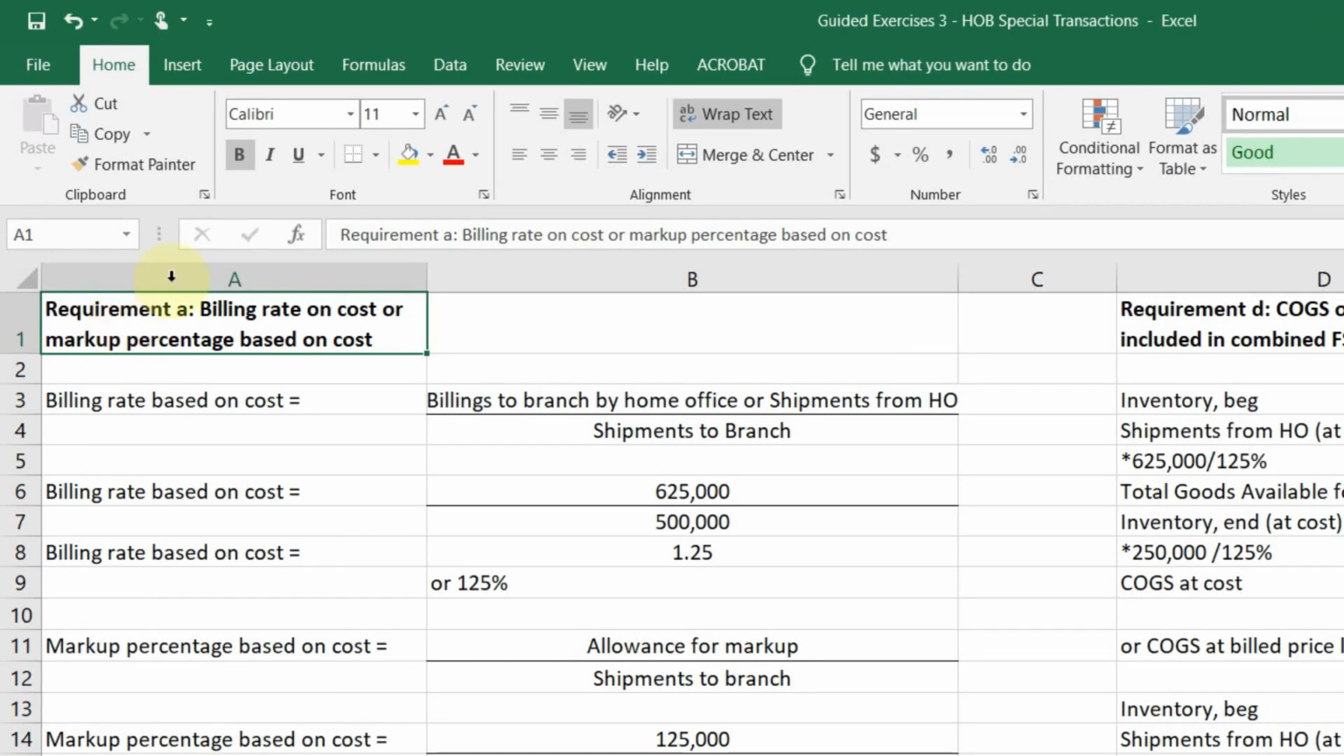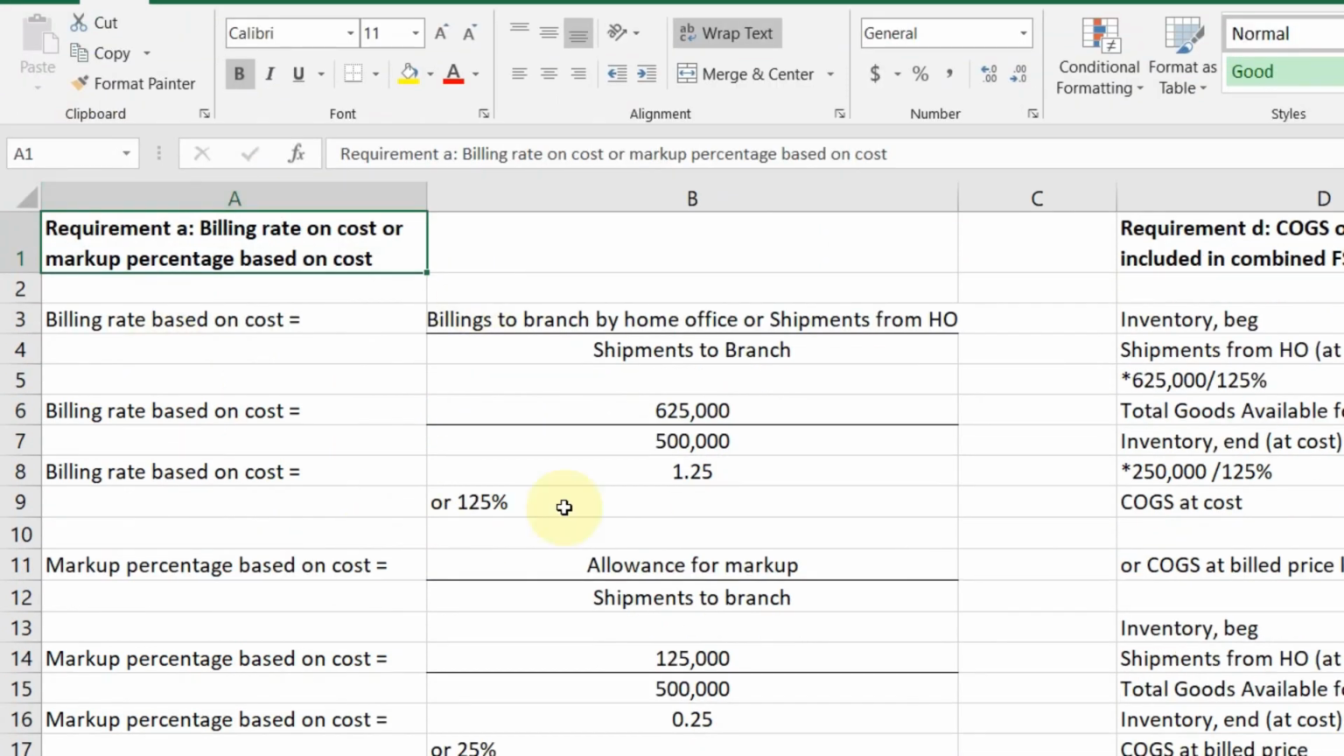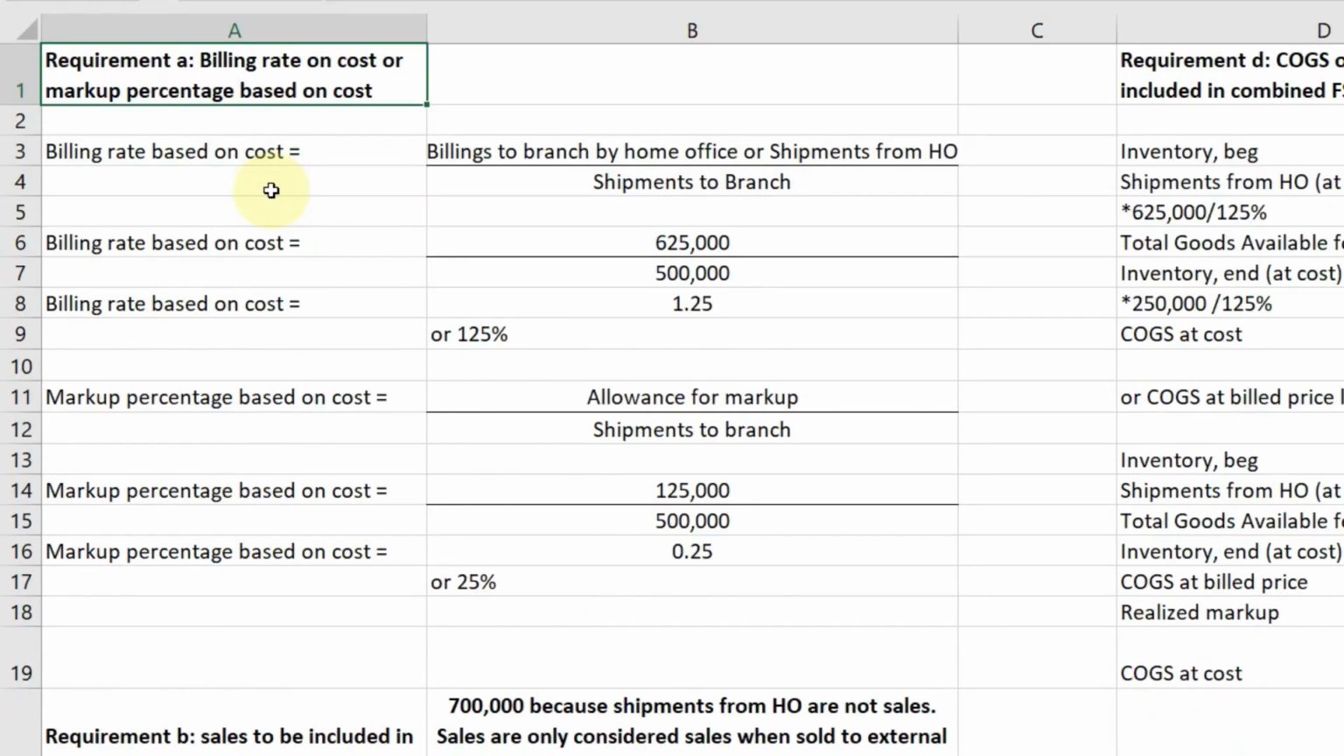Alright, here is our guided exercises for special transactions. Problem 1 muna tayo. Okay, so we have, I think, hanggang letter J na requirement. So, comprehensive yung problem. So, let's isa-isahin. So, first we have requirement A.